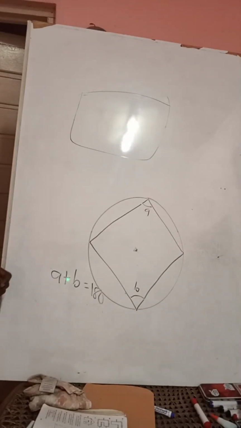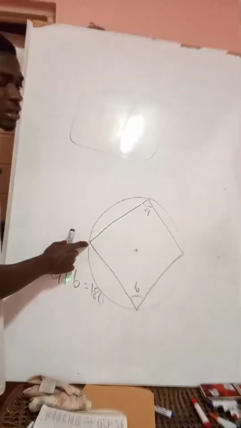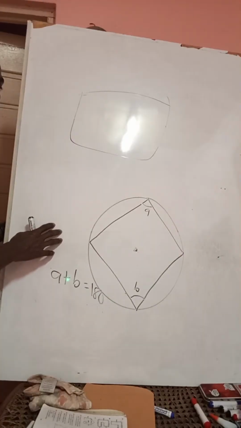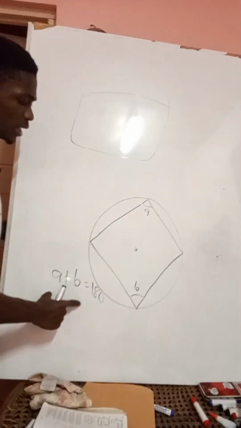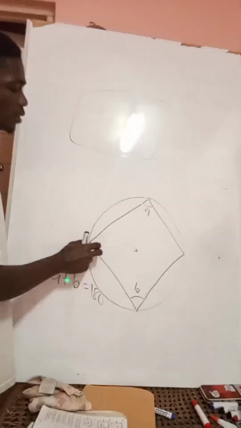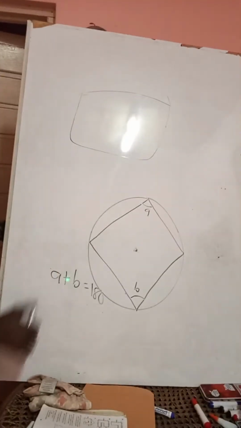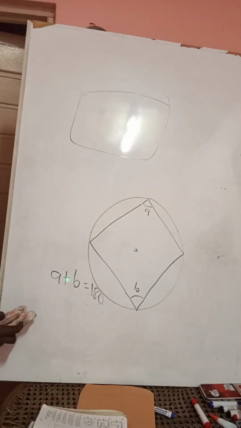In other words, if even one of the vertices doesn't touch the circumference, you can't use that property. So you can use this law only if you have all the vertices touching the circumference of the circle. Is that understandable? Okay. Let's continue. I think we are done with this one.